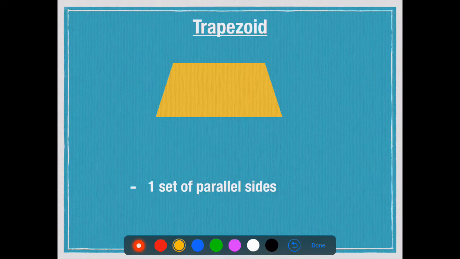The last quadrilateral we're going to look at is a trapezoid. A trapezoid only has 1 set of parallel sides. And if you look here, if we look at the top of the trapezoid and the bottom, those are parallel. They're never going to cross.